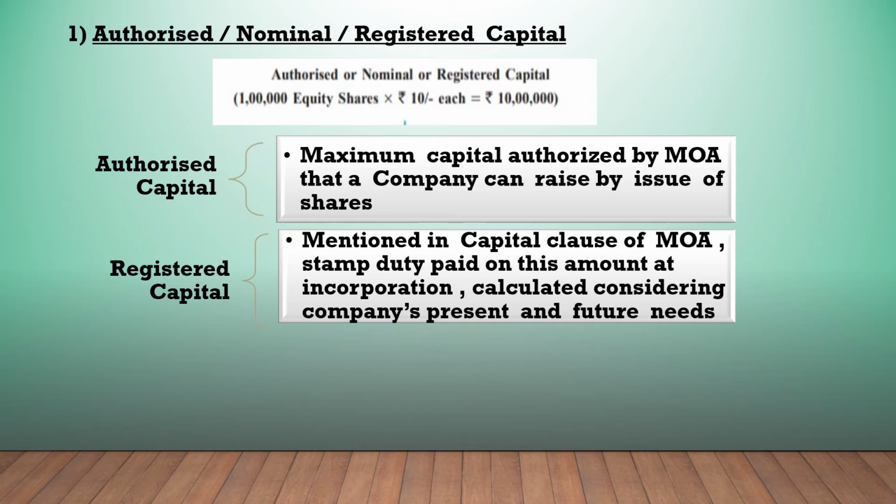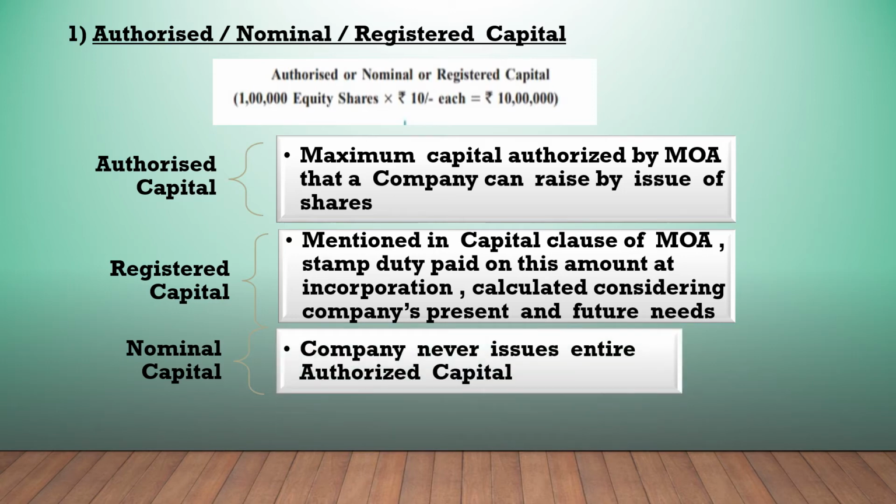Further, the company pays stamp duty on this amount at the time of incorporation, and lastly, this amount is calculated taking into consideration the present as well as the future needs of the company. Thirdly, it is also called nominal capital because a company usually never issues the entire amount of authorized capital. A certain portion of authorized capital is issued in the beginning, and then the remaining portion may be issued in future as and when the company is in need of funds.